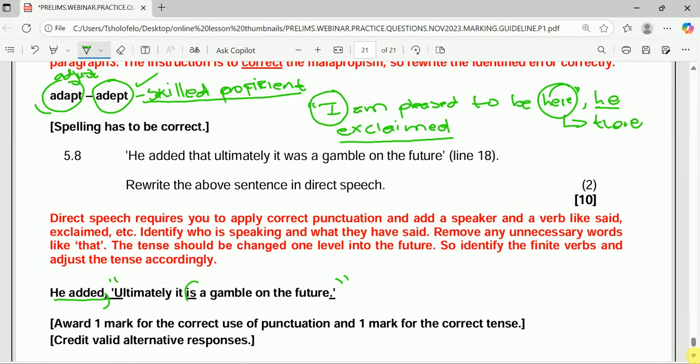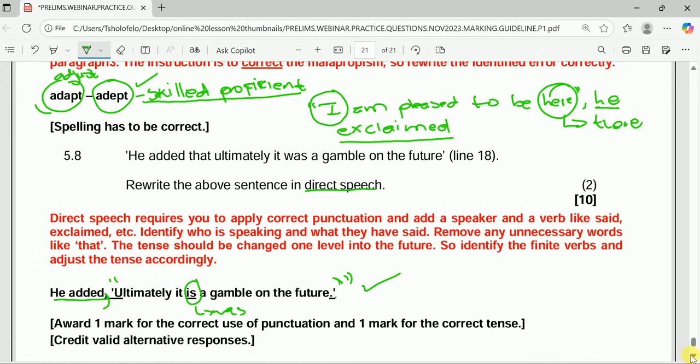Ultimately, it is, because remember, he added is past tense. So when we take it to direct, we keep it as present. If we were to take it to indirect, that's when we could have said he was. But we are not reporting this time. We are taking it back to what? To direct. Simply means that you need to keep the words of the speaker in a present tense. So it's going to be: ultimately it is a gamble on the future. Then you close the quotation mark and then you put a full stop. This is how you take it back to direct.